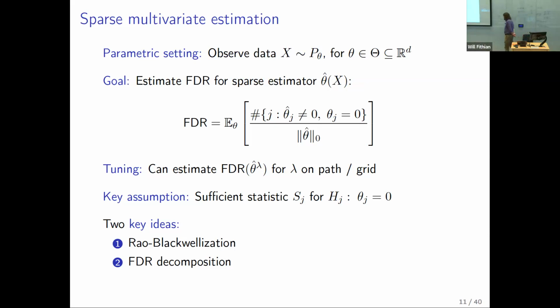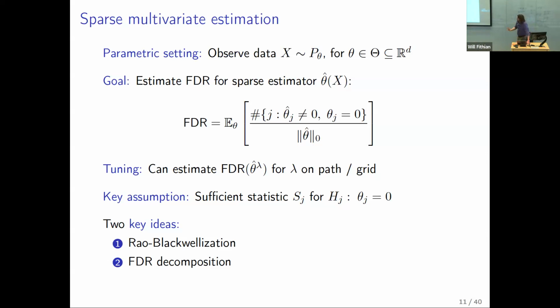Okay, so the key statistical assumption to be able to estimate the false discovery rate is that for each of the null hypotheses, we have some sufficient statistic that we're going to call S sub j. It doesn't mean that there's a vector S and this is the j coordinate of that vector. It's just that for each hypothesis, I have some sufficient statistic for the submodel where the null hypothesis that the parameter is equal to 0 holds. And as long as I have that, it allows me to make a lot of computations.